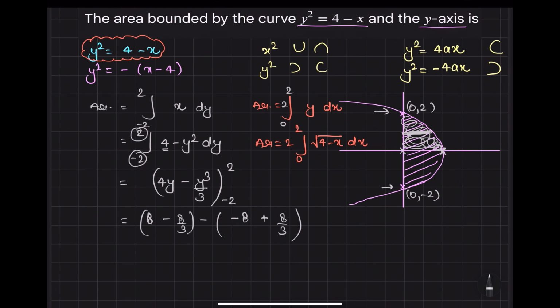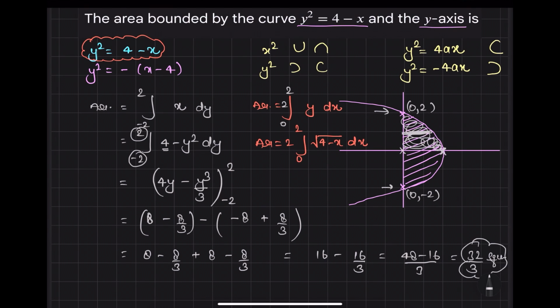Now you can simplify things. So 8 minus 8 by 3, minus minus plus, so it is 8, and then we have minus of 8 by 3. So we got 16 minus 16 by 3. So it is 48 minus 16 by 3, which is 32 by 3. So we got the number as 32 by 3 square units. So this is the required area.